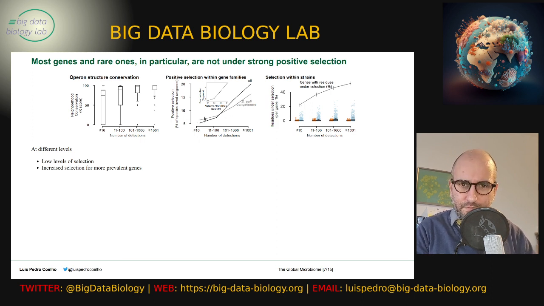And then even if we look now only within strains, we get again the same. So these are different metrics of what it means for a gene to be selected. It seems that we do have these rare genes. They seem to be evolving neutrally, and maybe there's another class of genes that are very prevalent where selection is acting in a different way.